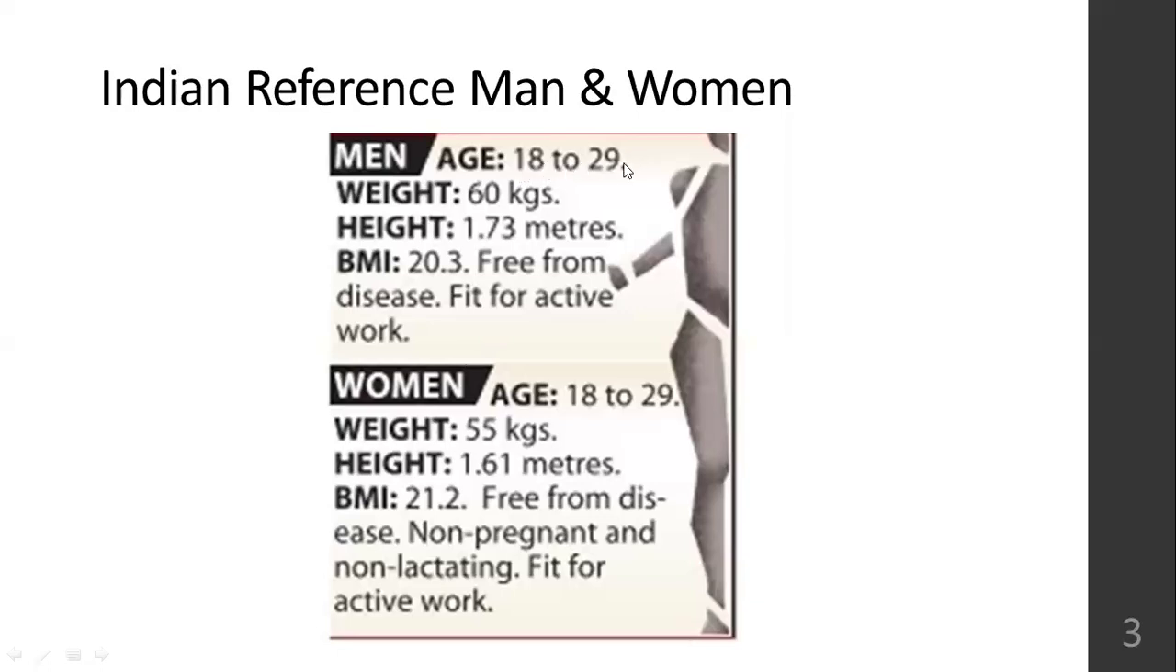It's not 18 to 29 anymore. Now it is 19 to 39. This was an old source. Earlier it was considered 18 to 29 because a decade back, 10 years back, the majority of our population was in this age group, 18 to 29. But now after 10 years, obviously the population has also aged. So now it is 20 to 39.